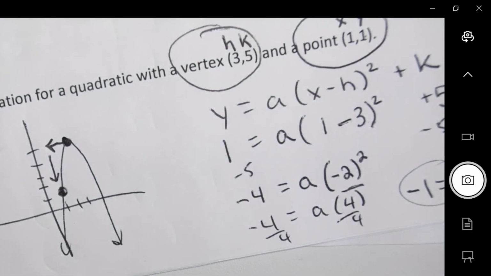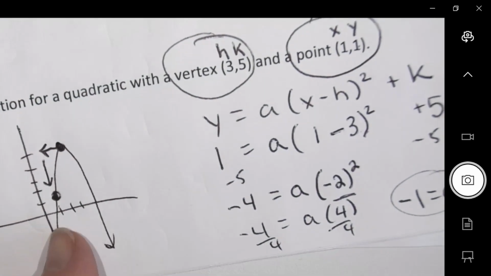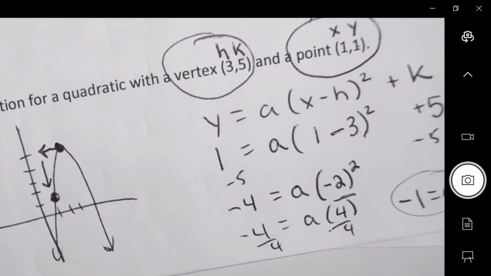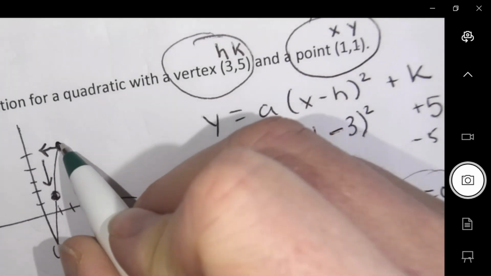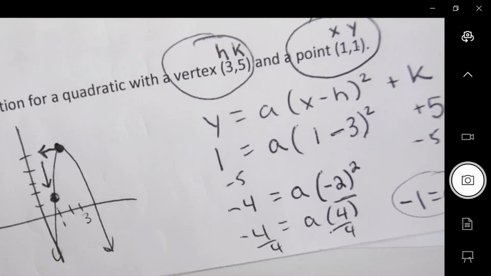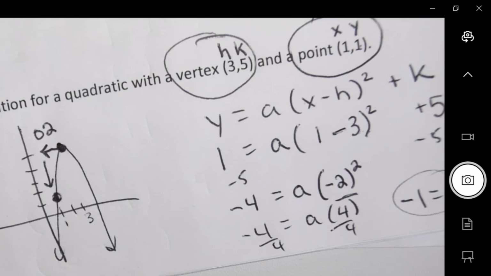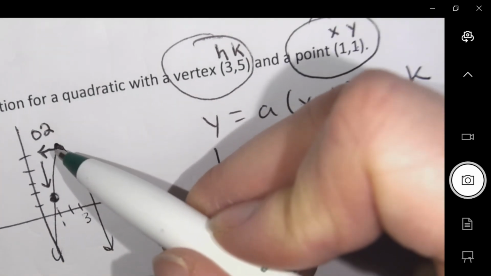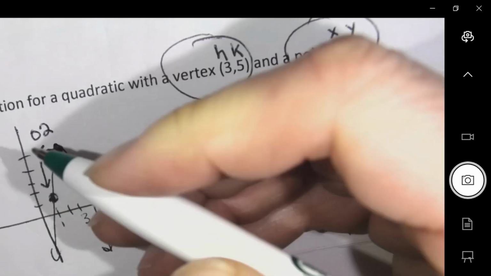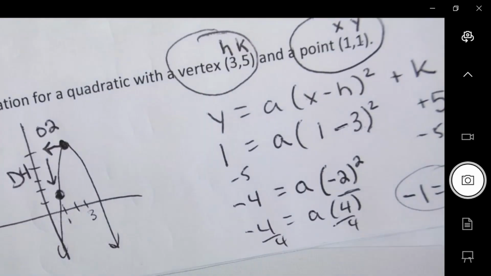How much would I have to move physically to get there, from my vertex to that point? How much would I have to move over and how much would I have to move down? So this one is at 3 and this point is at a 1. So I had to move over 2. This one is up at 5 and now I went to 1, means I'm going down 4.